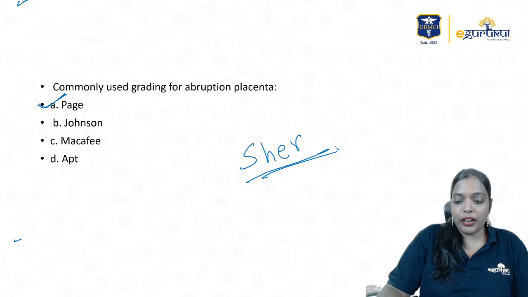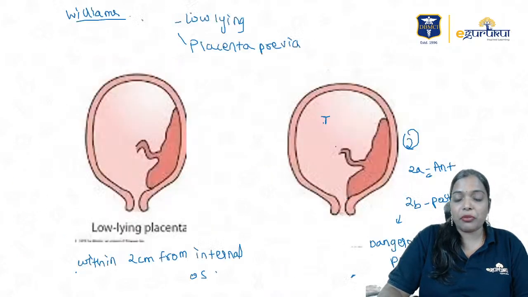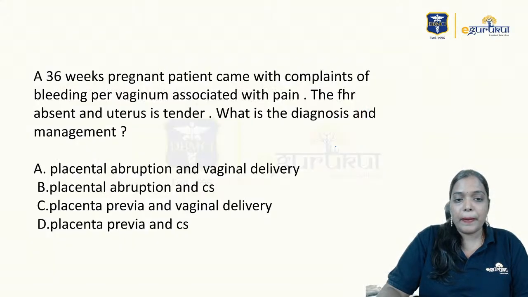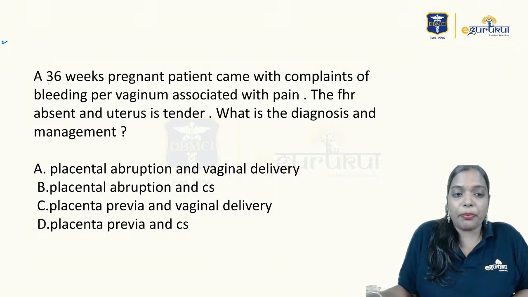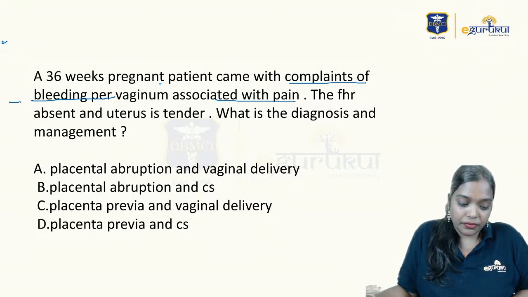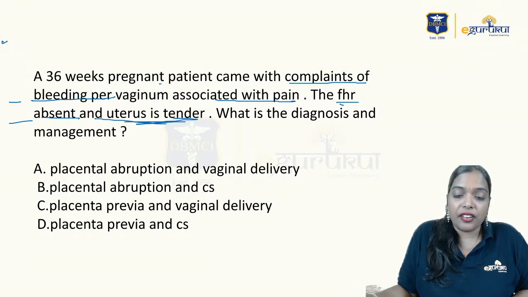Right. Now next guys, we'll go back to the first question which has come to you in your previous year question paper. So this has come to you in your FMGE 2020 exam paper. A 36 weeks pregnant patient has come to you with the complaints of bleeding per vaginum associated with pain. The fetal heart rate is absent. Uterus is tender. What is the diagnosis and management?